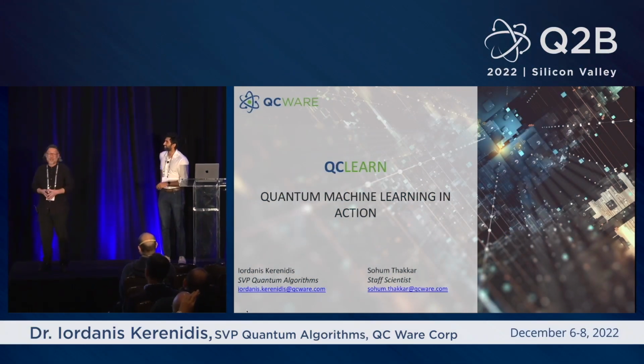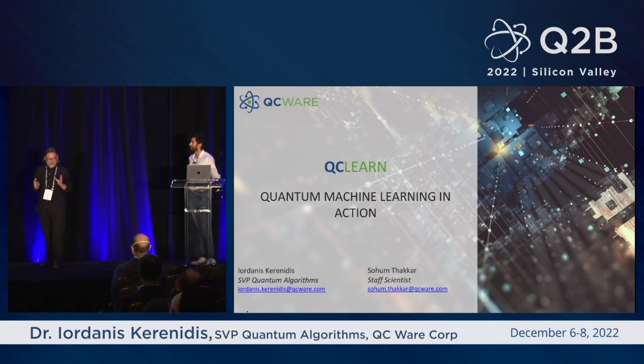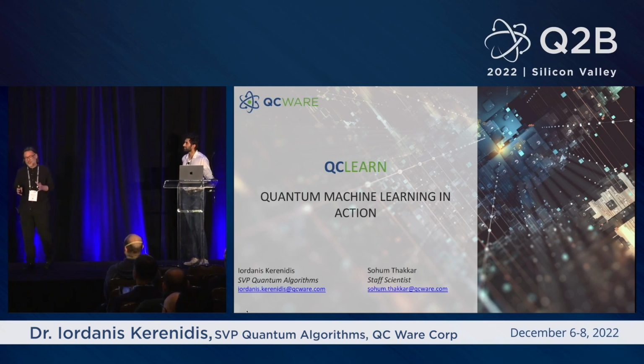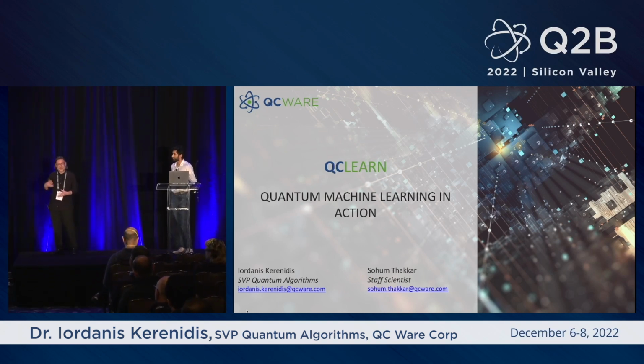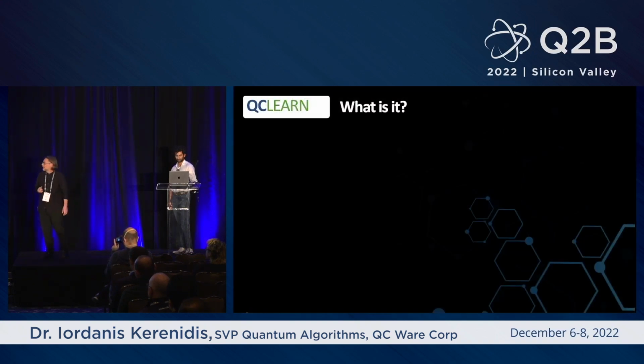So let's start. We're here to show you quantum machine learning in action. The reason is that we strongly believe quantum is an essential part of making machine learning better. This is true both in the future, when we will have better quantum hardware to run actual quantum algorithms, but also today, by taking quantum ideas and turning them into classical machine learning solutions. We'll see how to do that through QClearn.